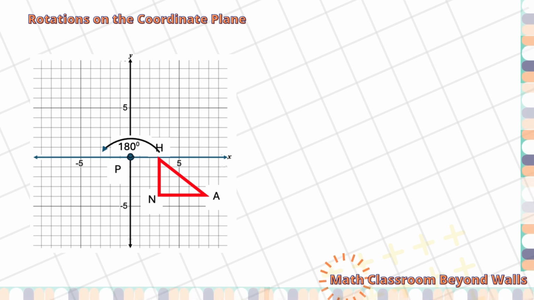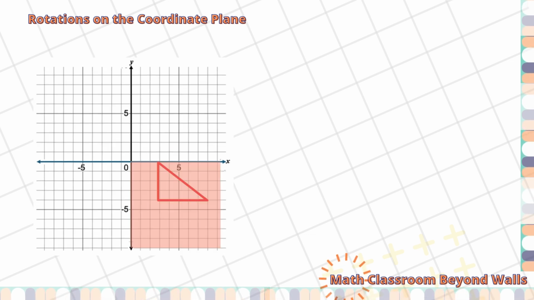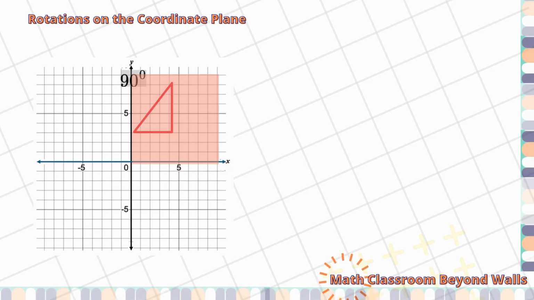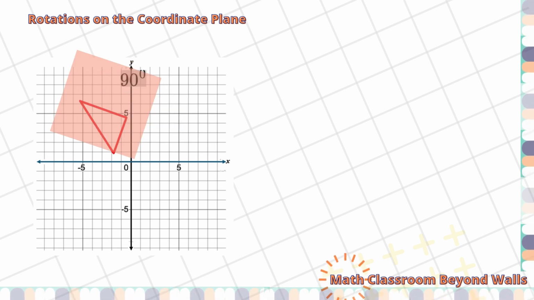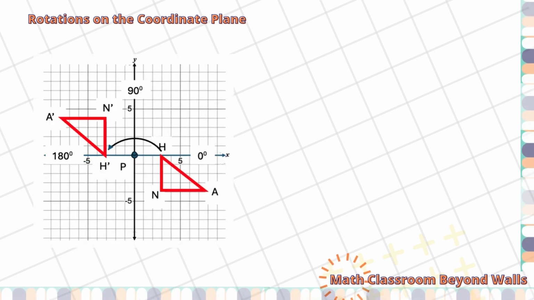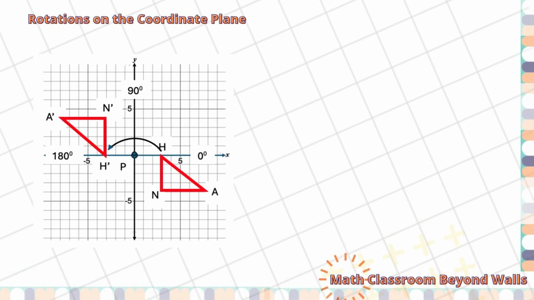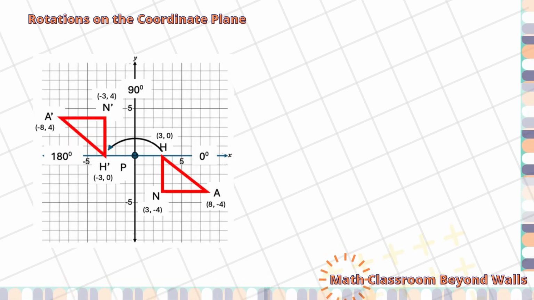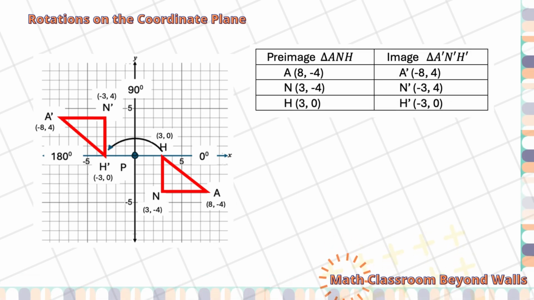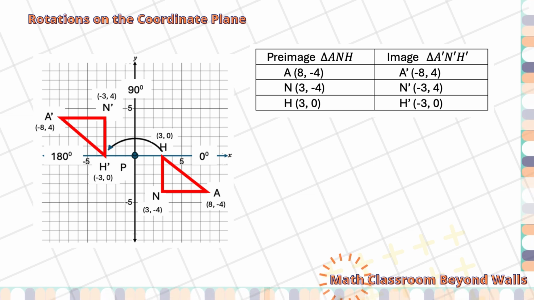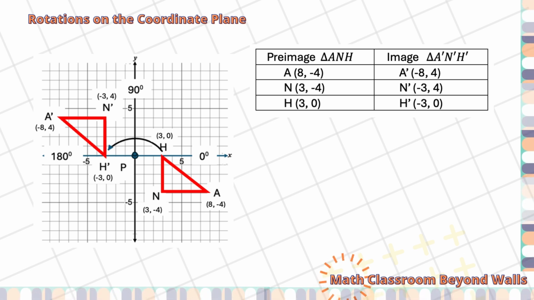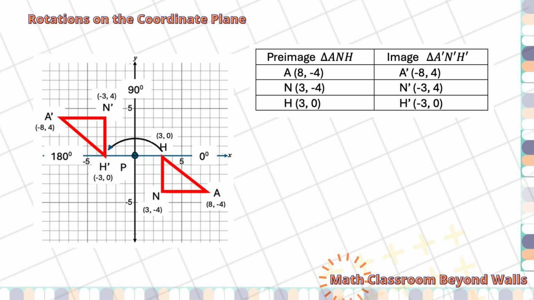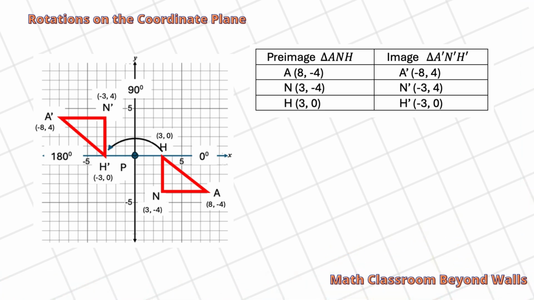Rotating triangle ANH 180 degrees counterclockwise gives us this. Here are the coordinates of the vertices. A list of the coordinates of the vertices is on the table. From the table, we can clearly examine the changes that took place as triangle ANH, the preimage, is mapped to triangle A prime N prime H prime, the image.